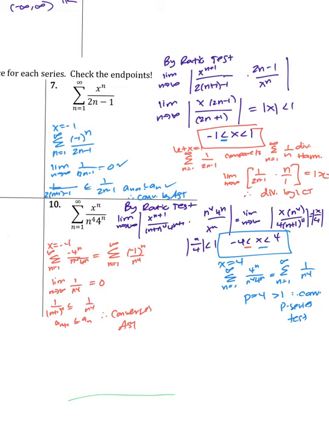-4 is going to converge by AST. +4 is going to converge by the p-series test. So we actually have a fully bounded interval, not that you have to use interval notation, including both of the endpoints.